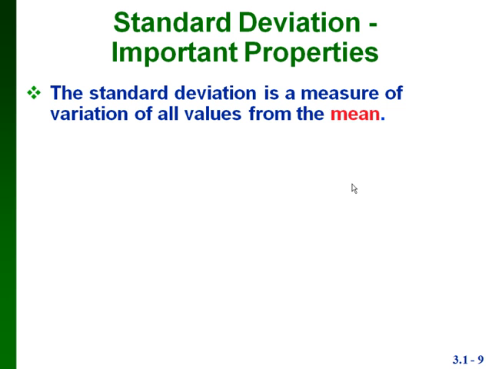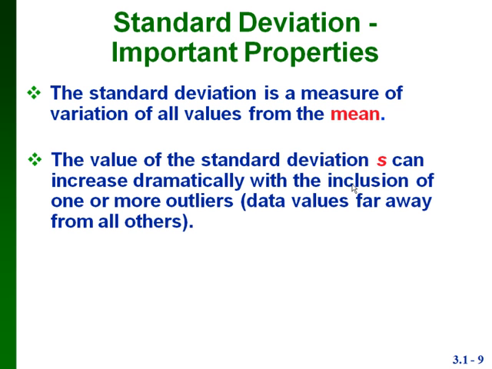So first of all, again, it's a measure of the variation of values from the mean. One of the things that's important about the standard deviation is that the inclusion of outliers, or data values that are far away from all the others, can increase the value of the standard deviation very dramatically.